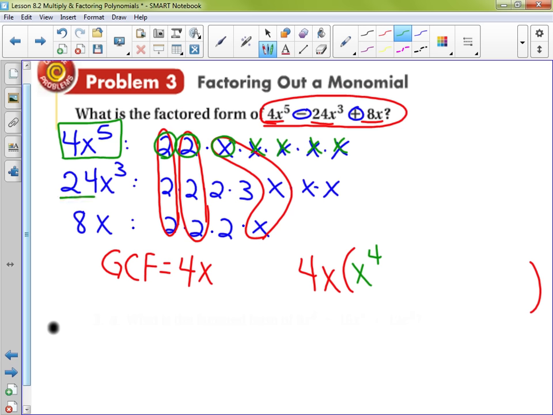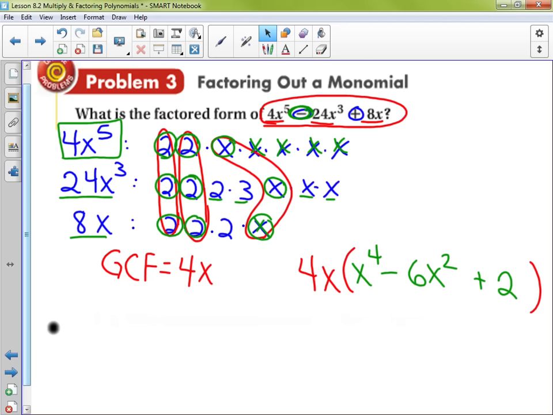Then I'm going to factor 4x out of 24x to the third, which, same thing, I'm going to take the 2, and the x. Those are all the common factors, and what's left is 2 times 3, which is 6, and x times x, which is x squared. And I'm going to put the same sign that was there originally, that's a minus. And then I go to the last term. If I factor out 4x out of 8x, I'll take out the 2 and the 2 and the x, and what's left is 2.